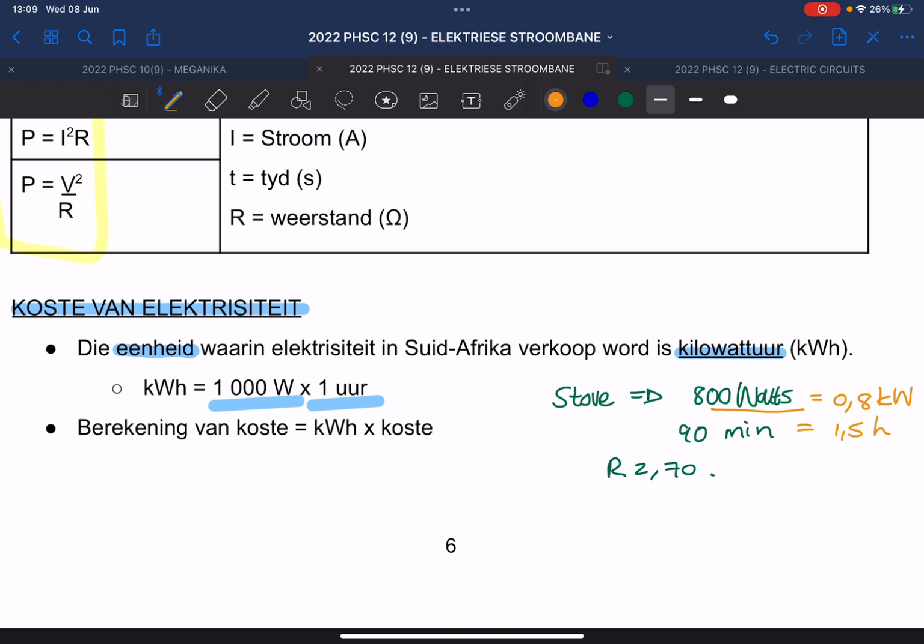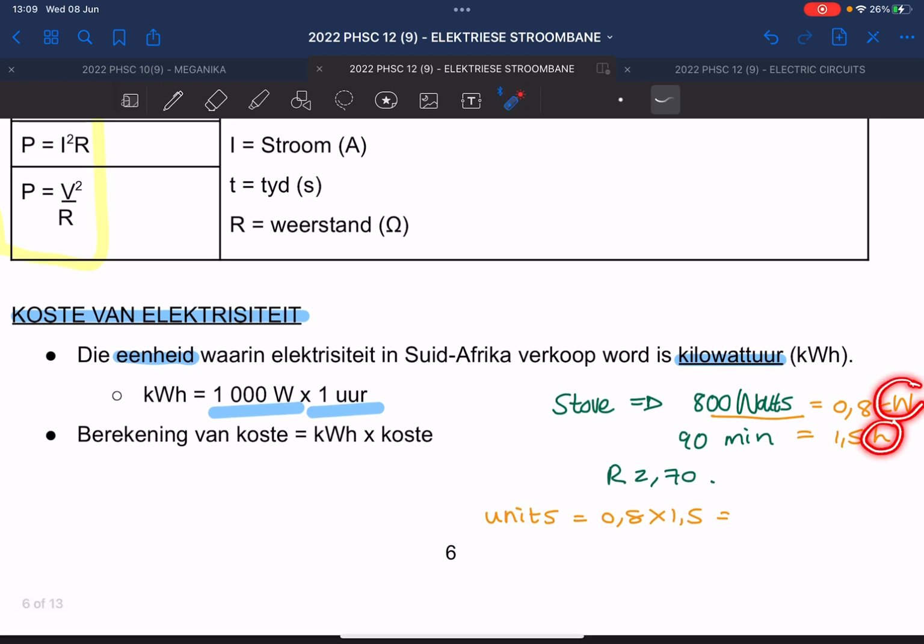Right. So to know how many units it will use, you're going to say 0.8 times 1.5. Because you want to get kilowatts an hour. So jy gaan die kilowatts maal met die uur. Wat gee dit vir 1.2? 1.2 kilowatt a uur. So that is how many units. It's 1.2 units. And we want to know the cost. So dan gaan sê 1.2 maal met R2.70. Because it's R2.70 a unit.